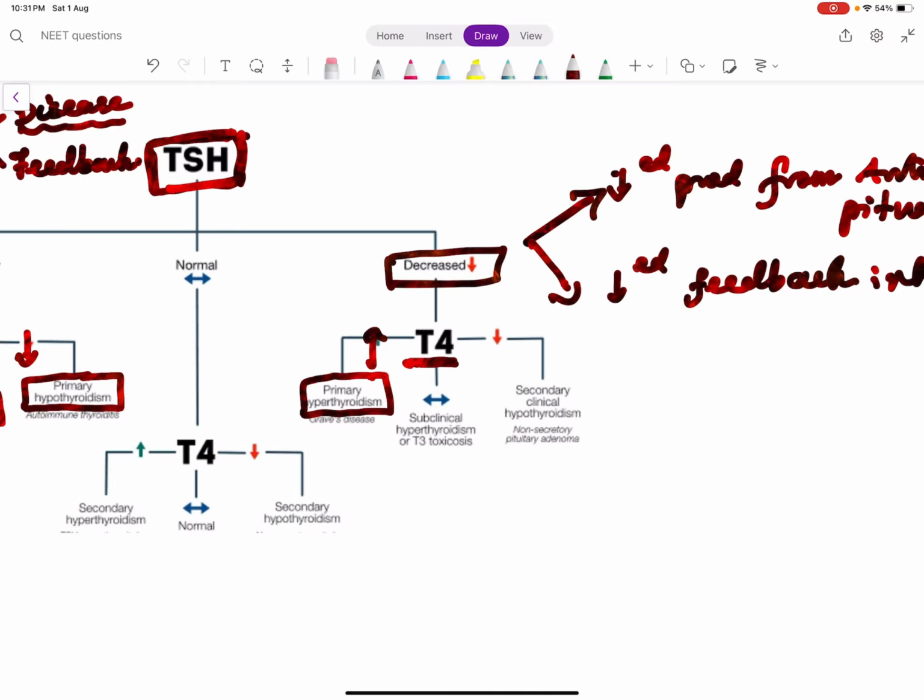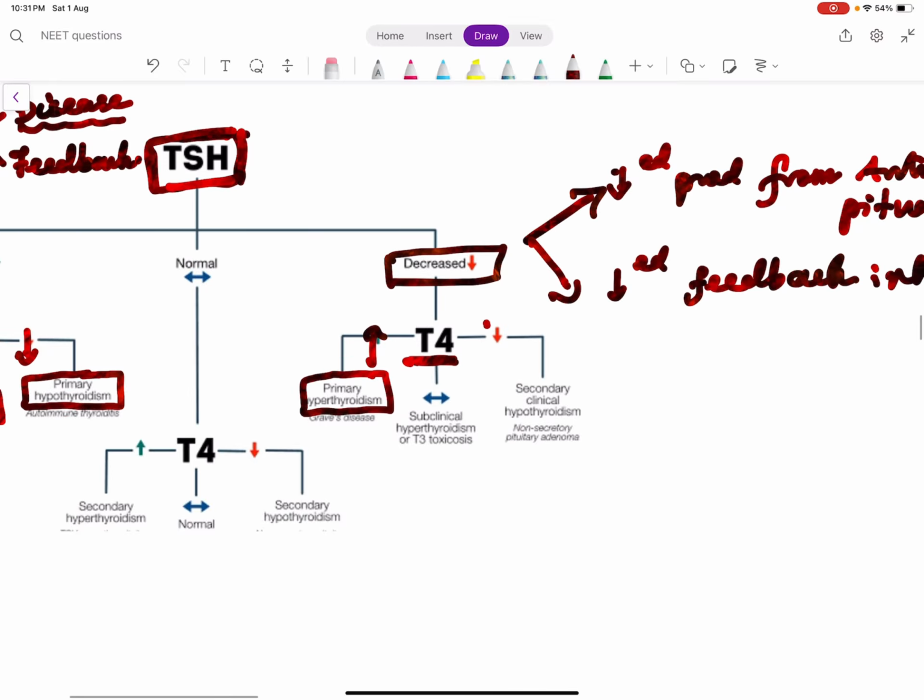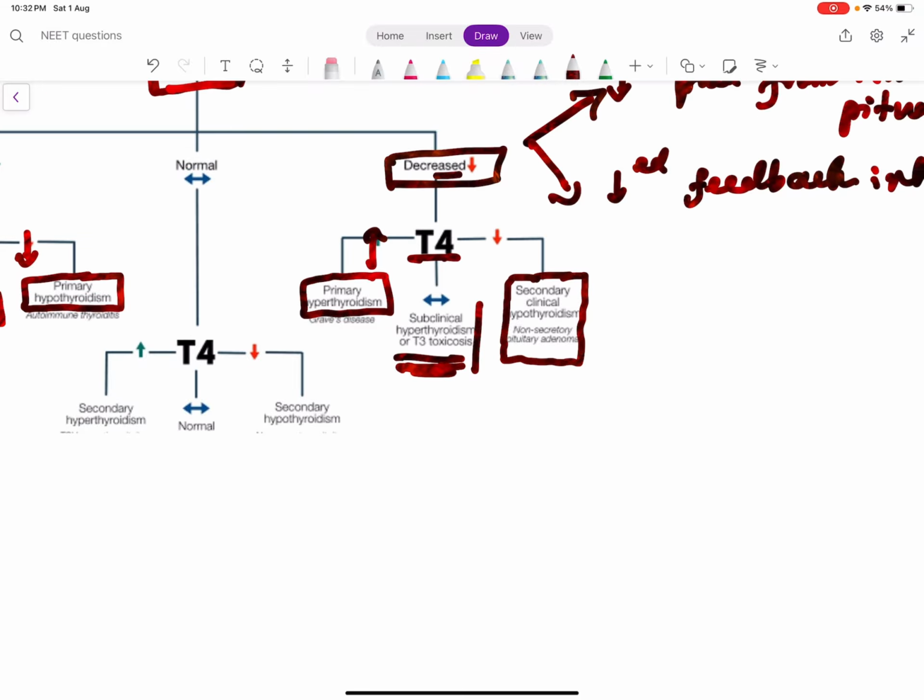If TSH is low but T4 is normal, it is called subclinical hyperthyroidism. It is still hyperthyroidism, but it is subclinical. When TSH is low and T4 is low, it definitely means the pituitary itself is producing low. So it is called secondary hypothyroidism.